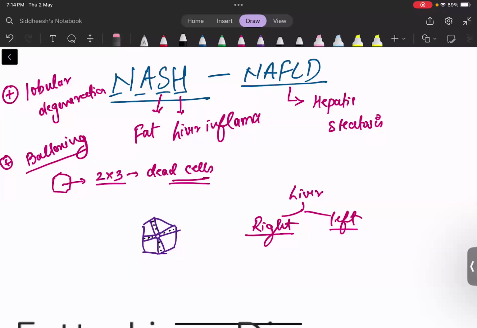So do we have any doubts now with respect to NAFLD or NASH? Clear? Others?